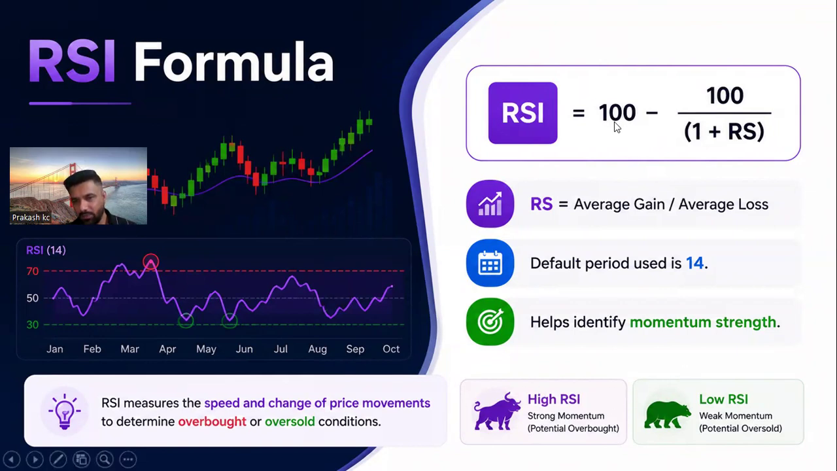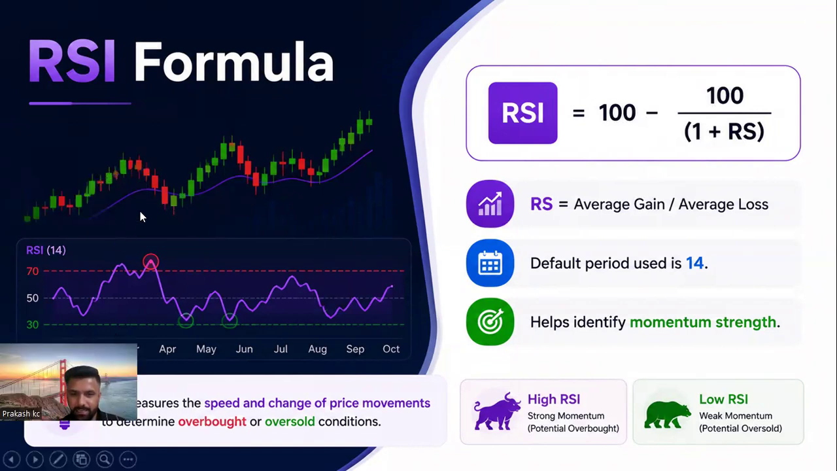So how can we calculate RSI with the help of this formula? RSI is equal to 100 minus 100 divided by 1 plus the relative strength. The relative strength is calculated by how the price has moved in a given time period. For example, if the price is gaining, the average gain is more, and it is divided by how much it lost in the certain period. So the ratio of average gain to average loss is the formula for relative strength.